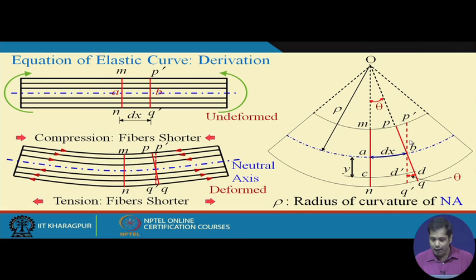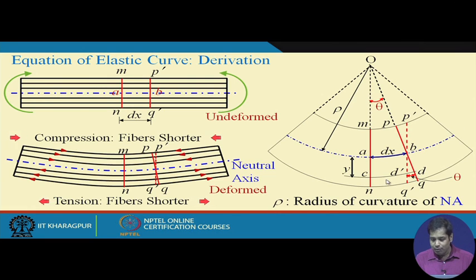P dash Q dash takes the form PQ. Once they take the form PQ, suppose the angle between MN and PQ is theta, or it is d theta, that is a better way of expressing it. Therefore this angle is also d theta. Now this is the undeformed configuration, the position of PQ in undeformed configuration, and their initial distance was dx. So this distance is dx. This is A and this is B. And suppose rho is the radius of curvature of the neutral axis.